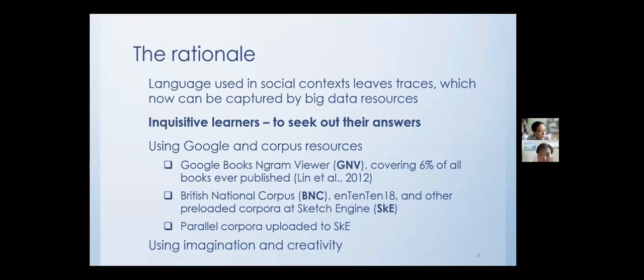Things like Google Books Ngram Viewer, Google Trends, corpus, the monolingual corpus, the large ones preloaded to Sketch Engine, and also the parallel corpus. Can they be used by translators and language learners? Resources are here.